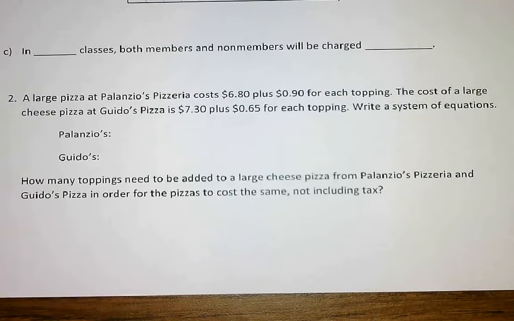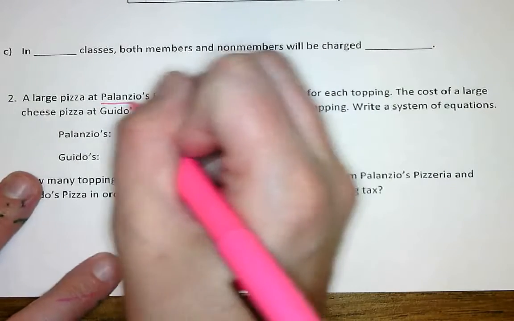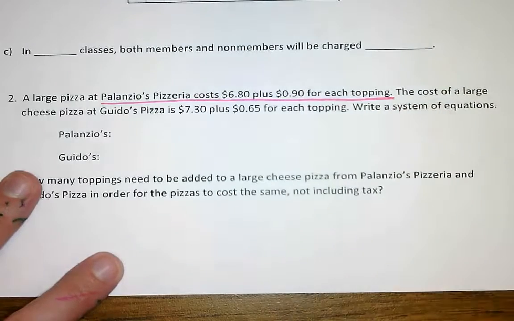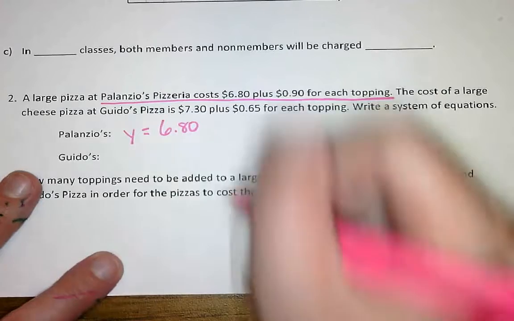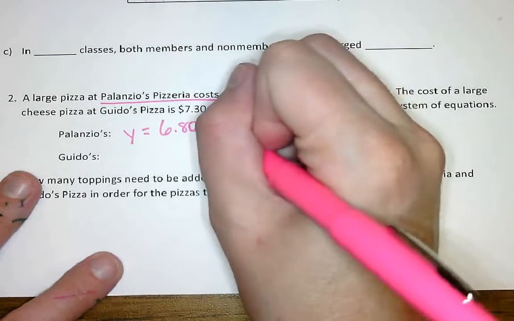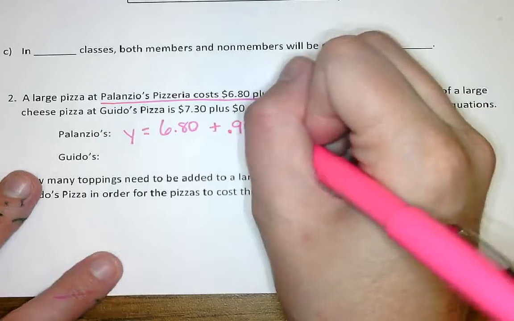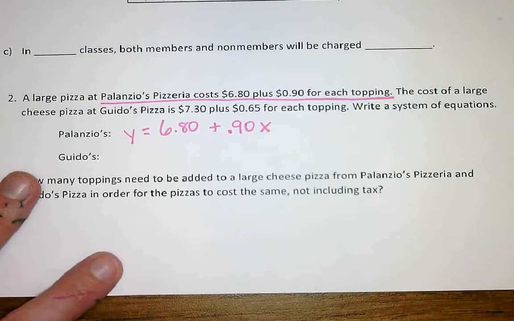So we want to first write a system of equations. So guys, what would be our Palanzio equation? What does it cost just to get the pizza? $6.80. And then, if I want to add any toppings, how much is it per topping? So that's going to be $6.80 plus 0.90 times x. Do you guys feel good about that? So you guys can write this lovely little equation down.